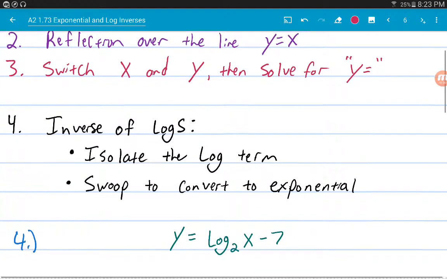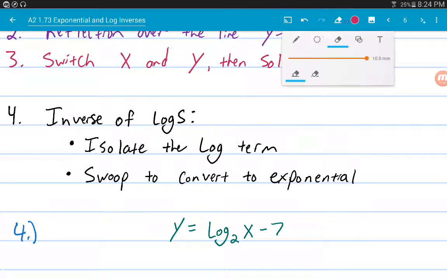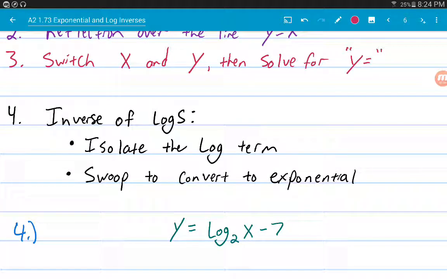Now, in order to find the inverse of a log, you absolutely are going to have to switch x and y, because we're looking for an inverse, and that's always the case. So if the question says find the inverse, it means you're switching x and y, and then you're solving for y equals. This solving for y equals part can be a little different every time. So for an inverse of a logarithm, solving for y equals looks like this: isolating the log term, and then swooping to convert it to exponential.